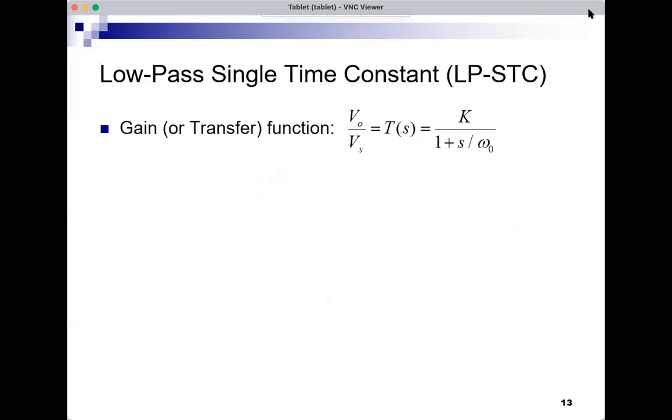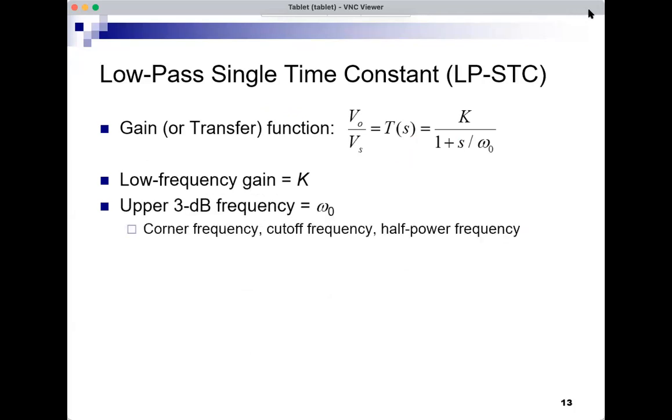Okay, so let's review this low pass single time constant transfer function, or the transfer function of a first order low pass filter. This is how it looks like: K over 1 plus S over omega 0. And the low frequency gain is K. And the upper 3 dB frequency is omega 0. So we call it upper 3 dB frequency.